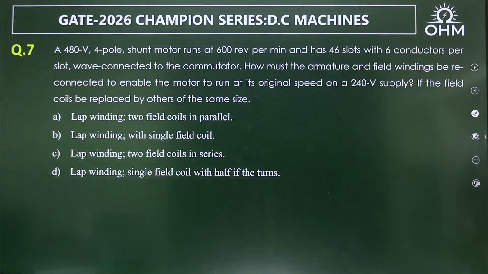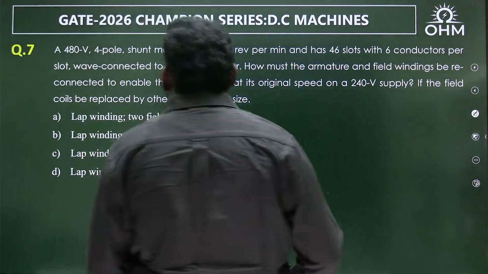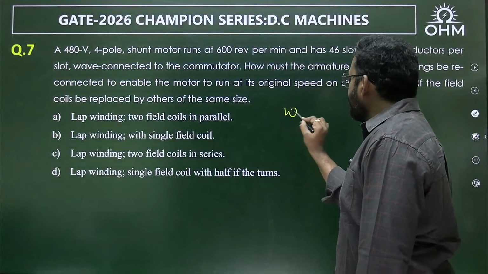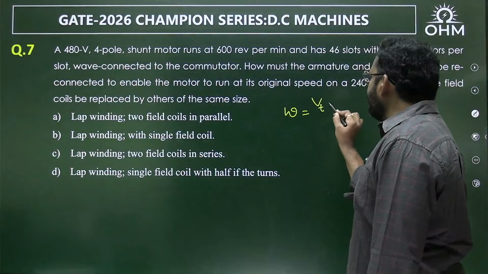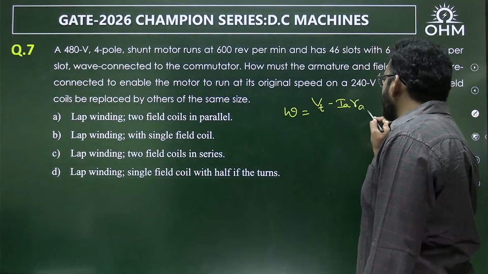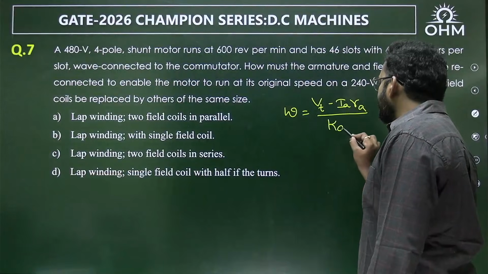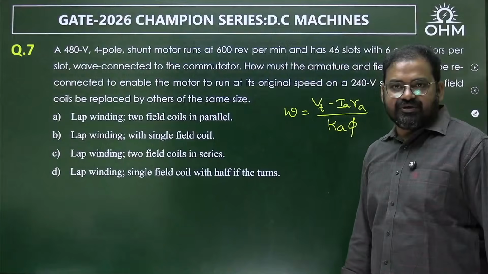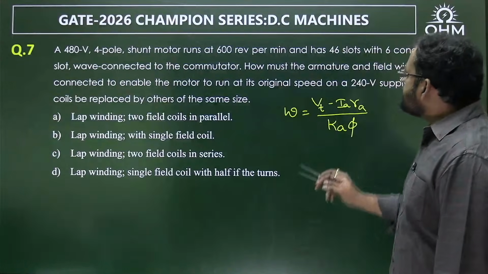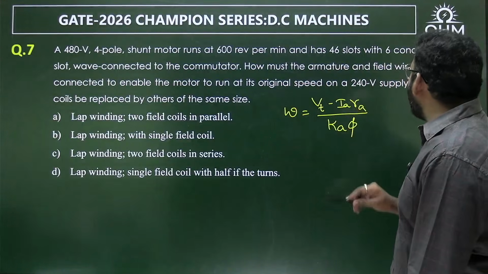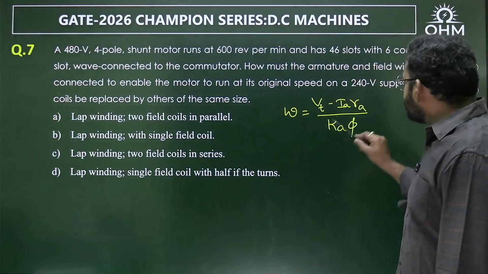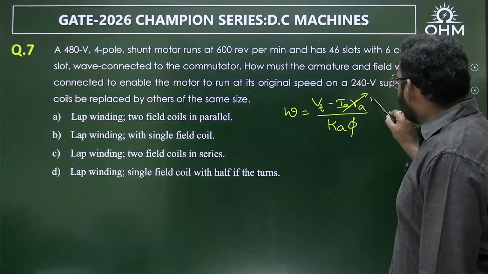So in the initial case, first of all, what is the formula for speed in DC motor? Speed is equal to (Vt minus Ia Ra) by Ka into phi. If you remember this equation, all right. Otherwise, please understand. This is a speed equation. In this, if you read the entire problem, armature resistance was not given anywhere. As armature resistance was not given, you can neglect this IaRa drop.